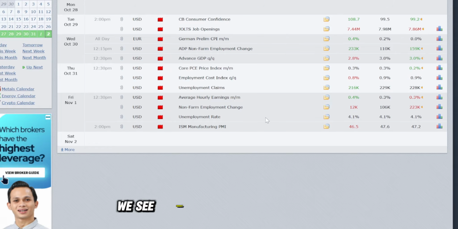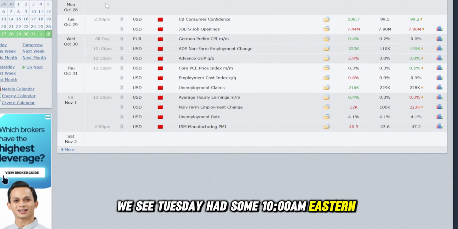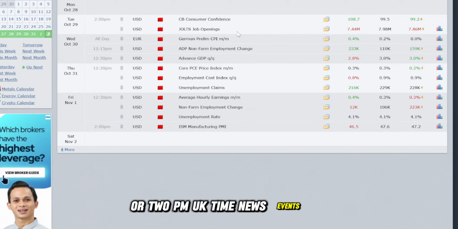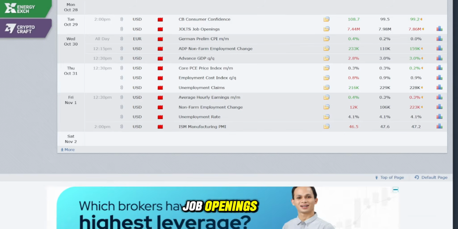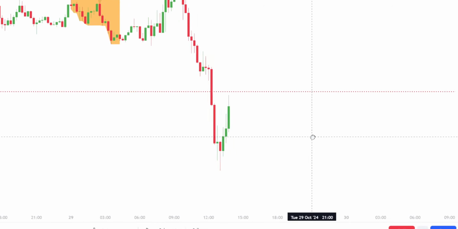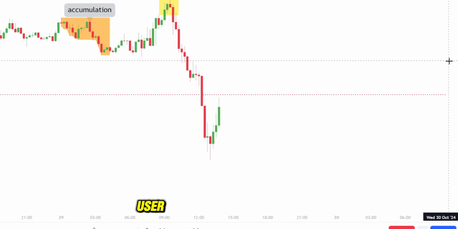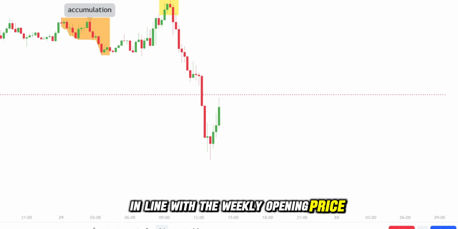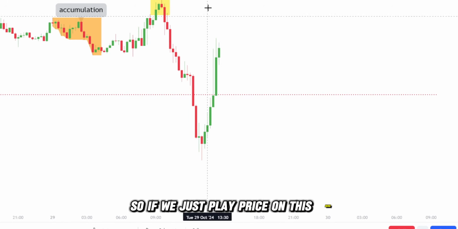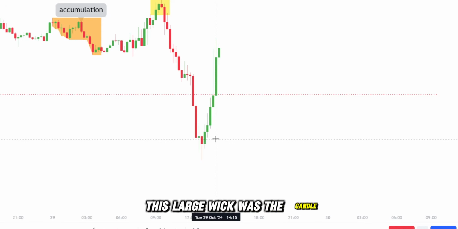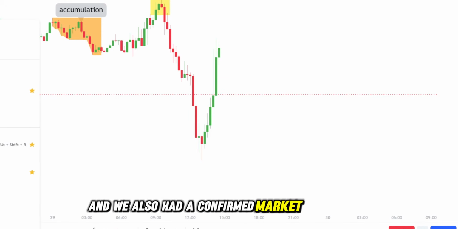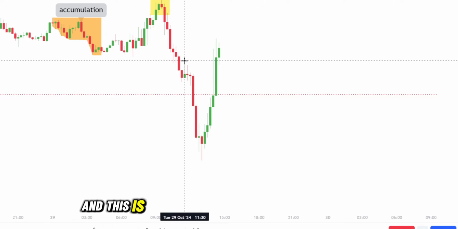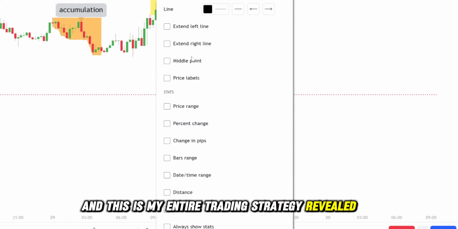If we go to the economic calendar, we see Tuesday had some 10 a.m. Eastern or 2 p.m. UK time news events. We had consumer confidence and job openings. So we had some news events. Now, the secret when it comes to trading news events is to trade after them and understand where they are occurring in line with the weekly opening price. So if we just play price on, this large wick was the candle, and we also had a confirmed market structure shift. And this is my entire trading strategy revealed, right here.